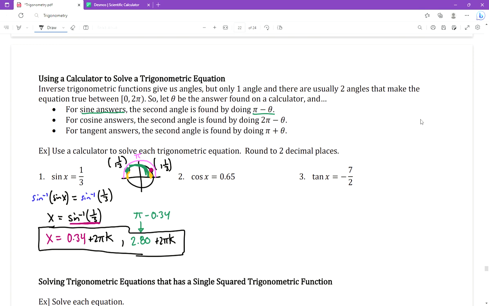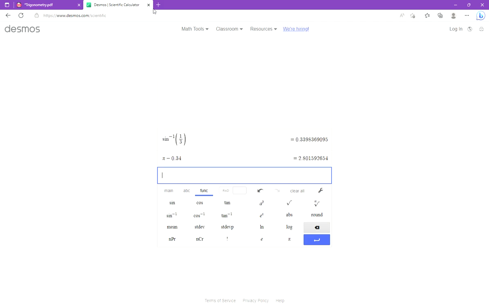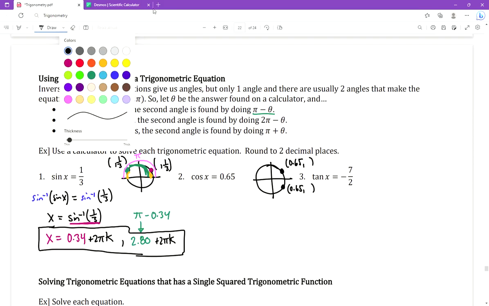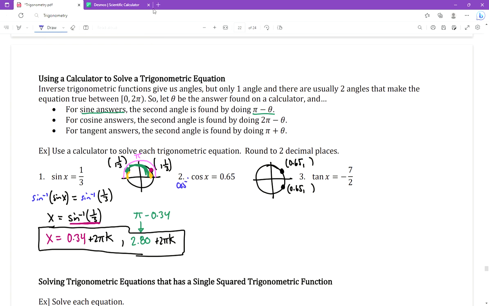So cosine of x, if it's equal to 0.65, I can at least show that. That's an x coordinate. An x coordinate that's 0.65 is maybe about here and also about here. So cosine's positive in quadrant 1 and quadrant 4. Again, when we do an inverse trig function, it will only give us one answer. So, like on the previous problem, I'm just going to do a cosine inverse of both sides. It's a little sloppy, but what that does for us is it gives us one of our answers.